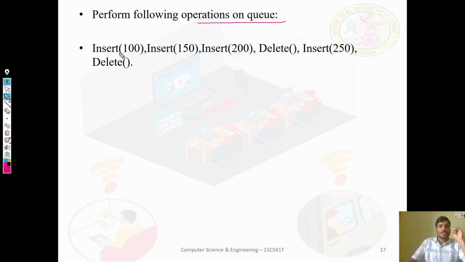Now we will see the integer data items. So insert 100, insert 150, insert 200, delete, insert 250, delete. So after performing these many operations, what is the content of the queue? That we have to find out. Okay. What is the content?